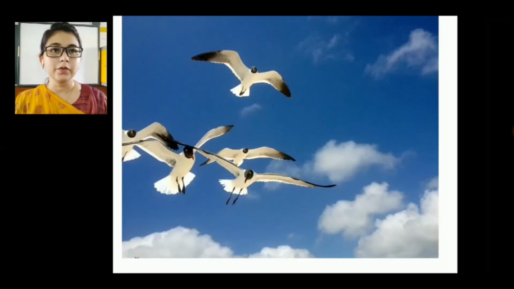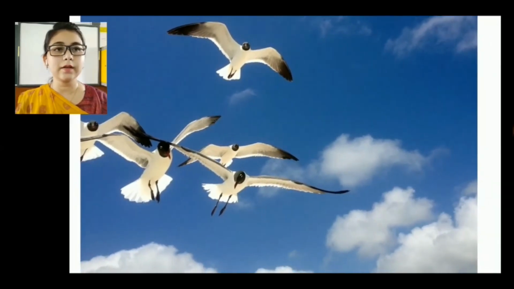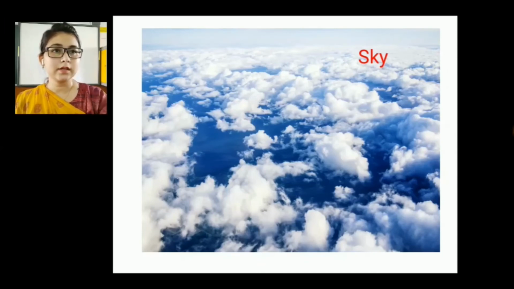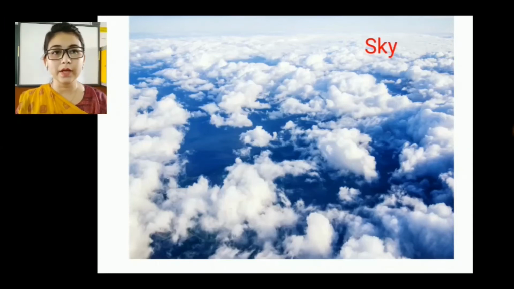Now I'll show you. This is a picture of the sky. Here you can see the birds are flying in the sky. So this picture is given in your book, also on page number 9. So you can see, and this is another picture of the sky. When you see from a very high place, or from the aeroplane if you travel by aeroplane, you can see this scene from a very great height. So this is another picture of the sky.